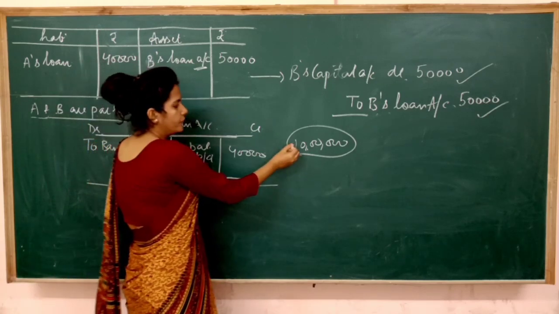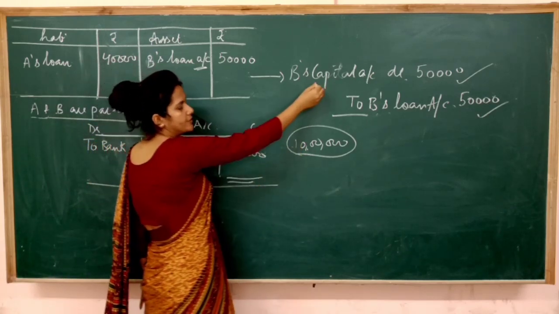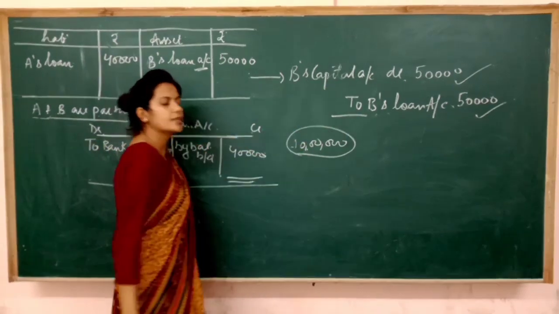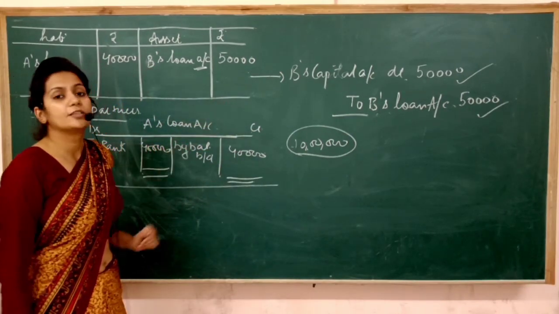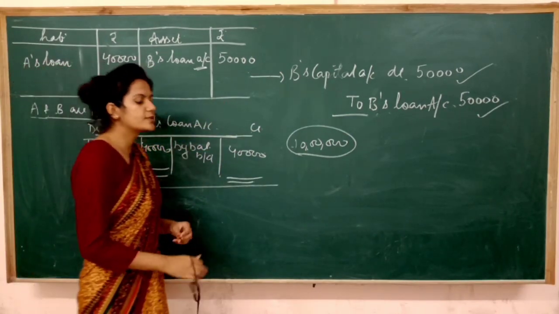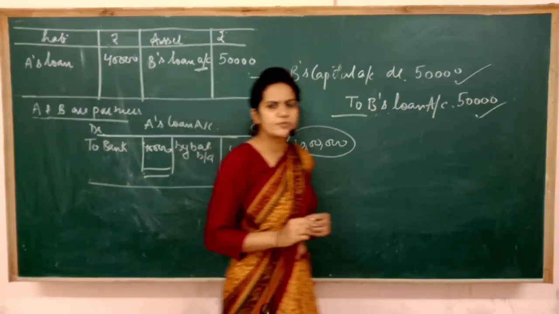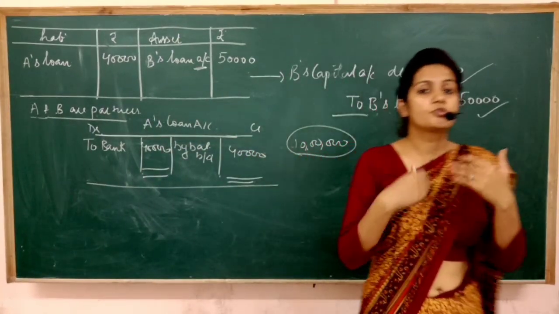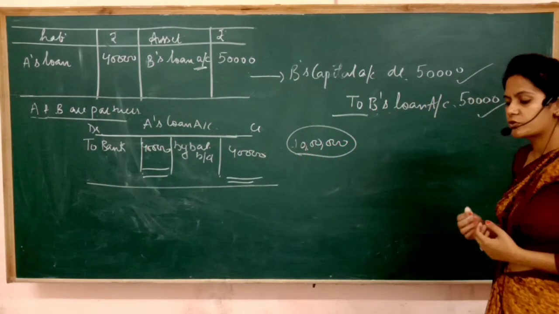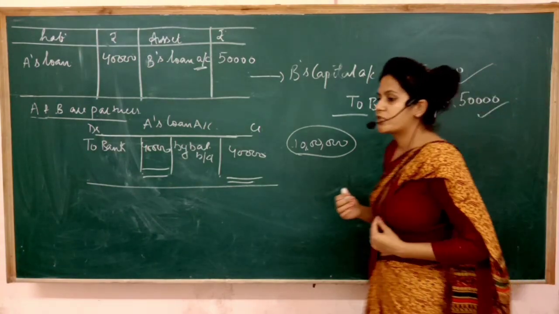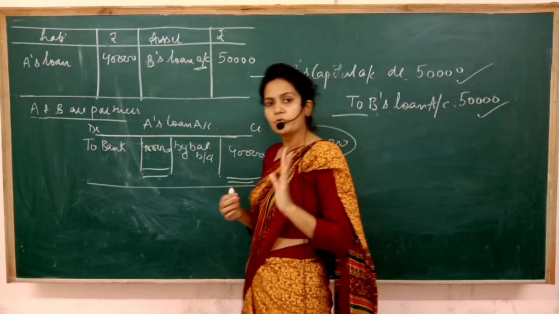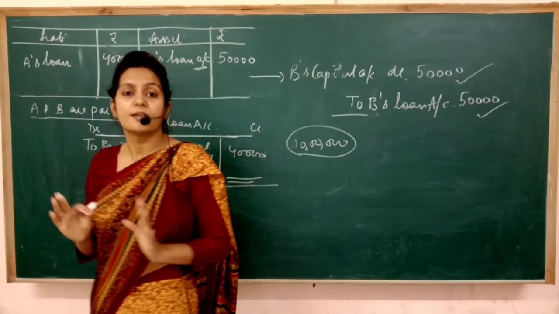So for this, I have passed this entry, B's capital to B's loan. I hope now this thing is clear to you all. Now students, just note down some important tips which you should know. First is, as I told you, investment fluctuation fund will be transferred to realization account as we discussed, right?